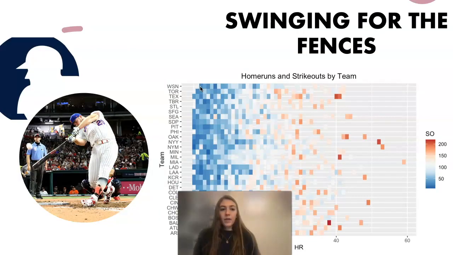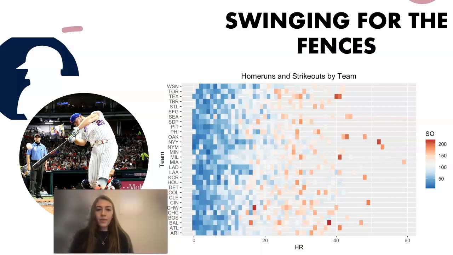Our next step after we got the data was exploratory analysis. We wanted to visualize the variables that we wanted to look at and see how the distributions compared to each other and what they looked like. So here's a heat map showing home runs and strikeouts by team. We have home runs along the x-axis and then strikeouts for the color gradient. And what you'll notice is as the home runs for teams increase, a lot of the squares are dark red, meaning that those teams also had a large amount of strikeouts.